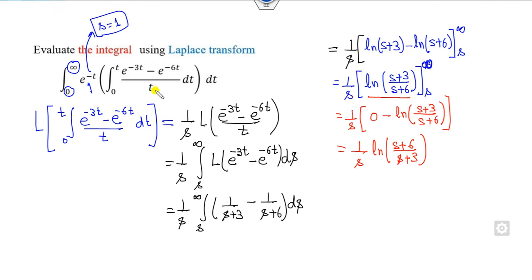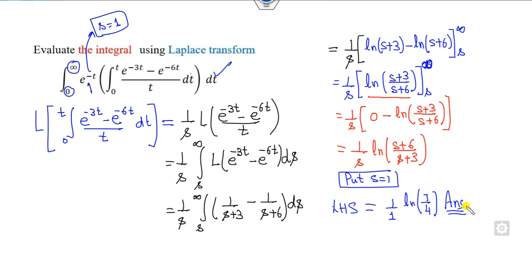Now you can substitute the value, you can put s as 1. So the left-hand side is this value, where s is 1. It is 1 over 1 times ln of 7 by 4, which is the right answer of this problem.